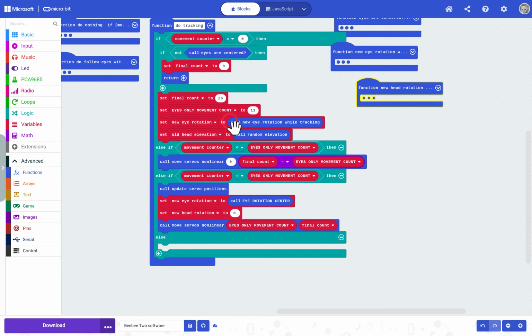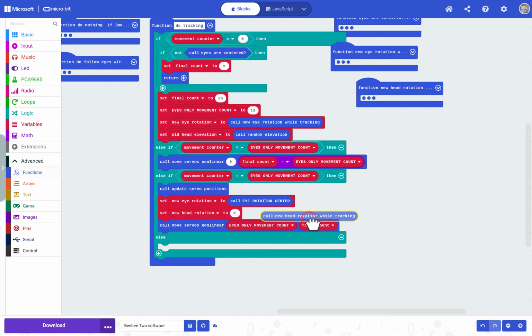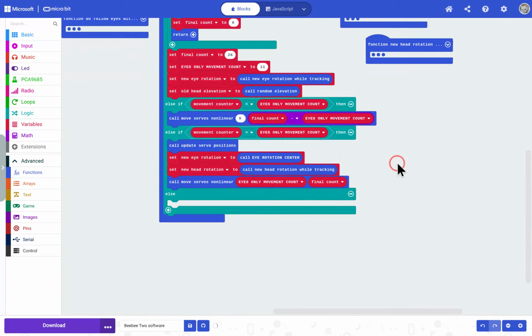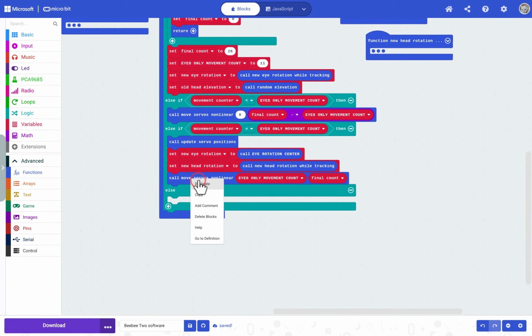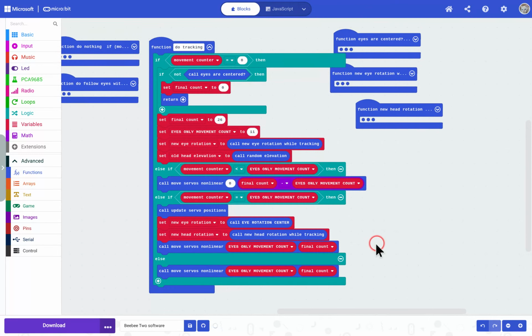So, we got that. Update Servo's head rotation. New head rotation while tracking. Duplicate this. There we go. Okay, so I claim that this does exactly what the previous code did, except that this looks a lot better because I can look at this and read it.